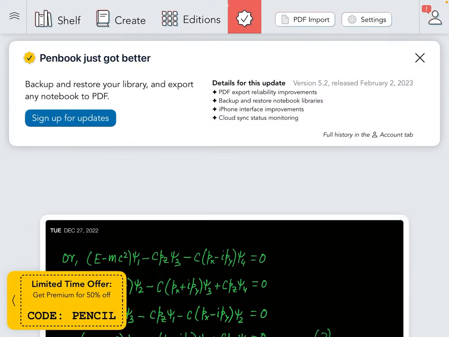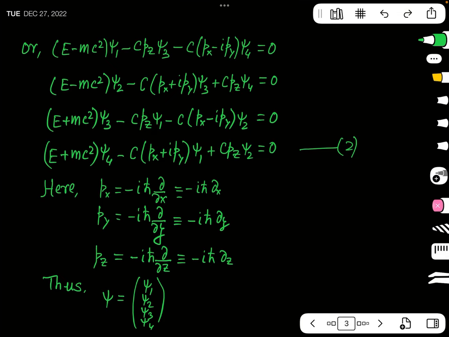The page has been turned, but this will be just okay. Don't worry. This is just a drawback of my device because it is now old.